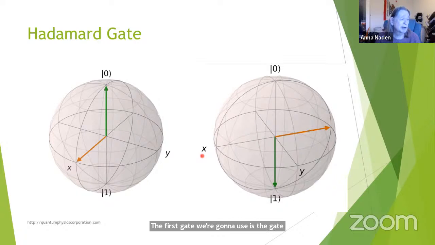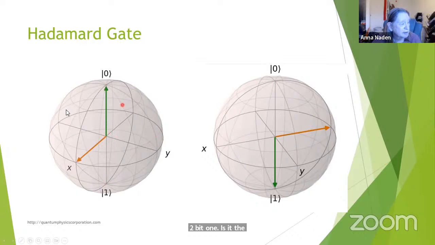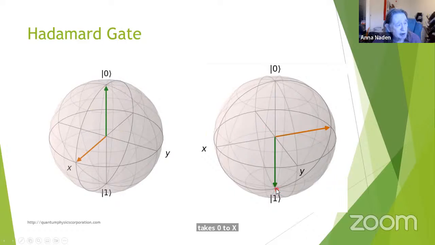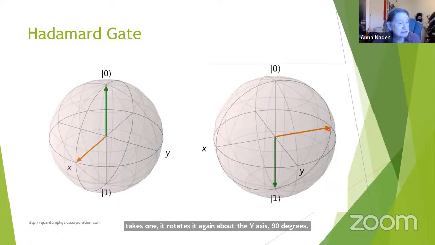To explain the Hadamard gate, this is called the Bloch sphere. It's a way of visualizing qubits. So qubit 0 is at the North Pole. Qubit 1 is at the South Pole. But you might be on the equator as well, like here, which is X. What the Hadamard gate does, what all gates do, is they rotate the vector in the Bloch sphere. And the Hadamard gate rotates it about the y-axis. So it brings it down here like this, 90 degrees. So it takes 0 to x. It takes 1, it rotates it again about the y-axis, 90 degrees. So that brings it up here, which is minus x. Are there any questions?